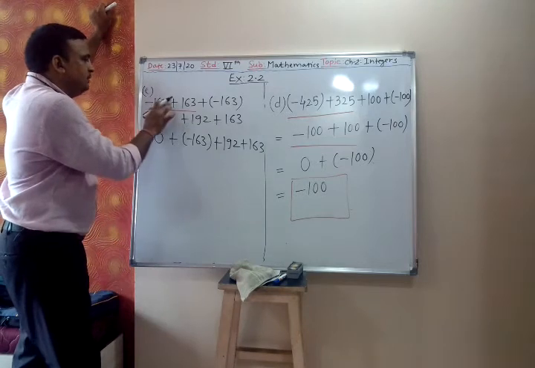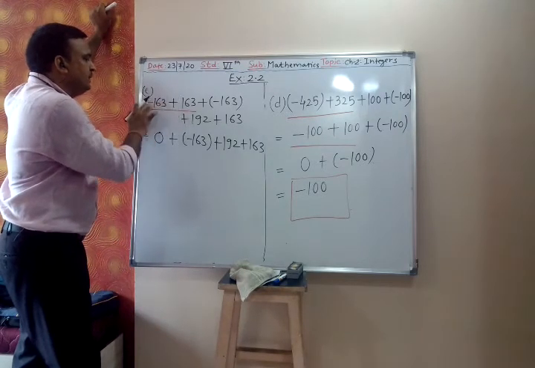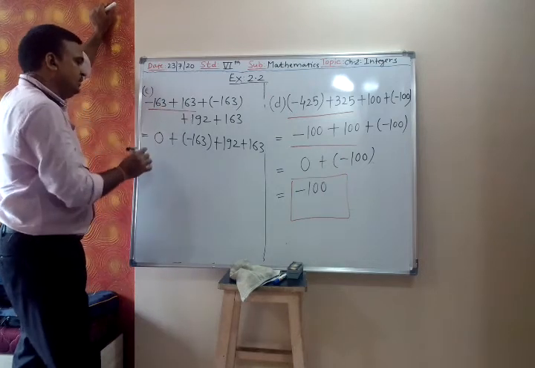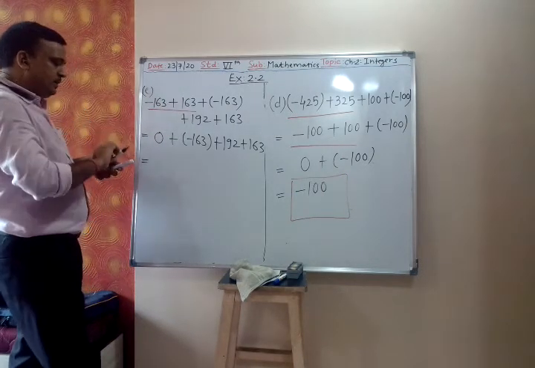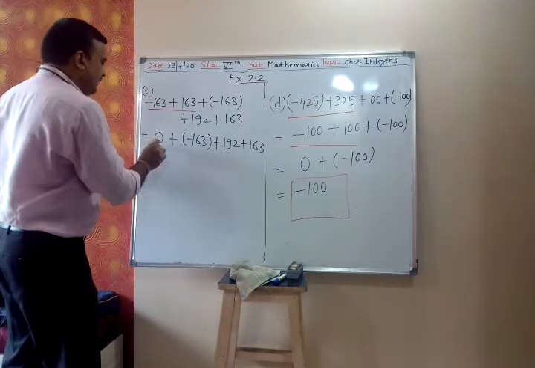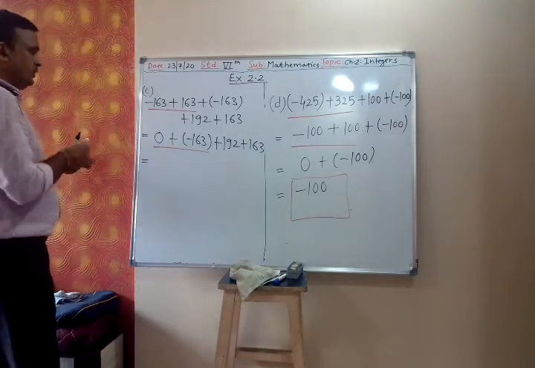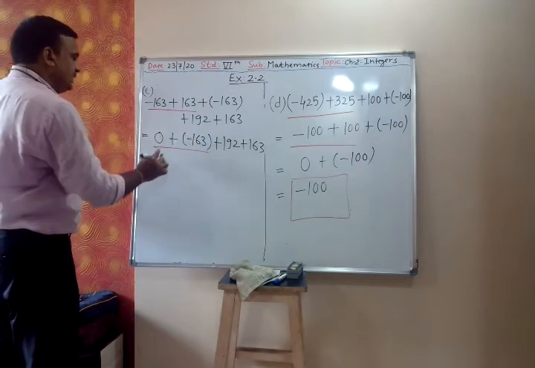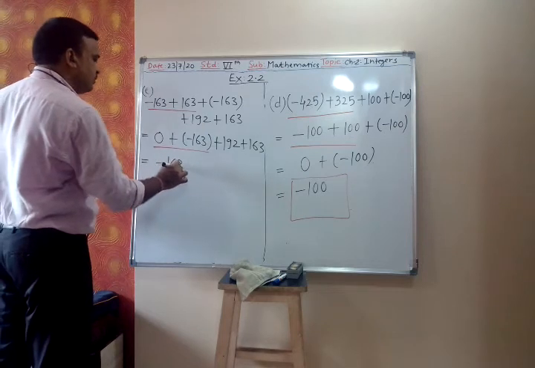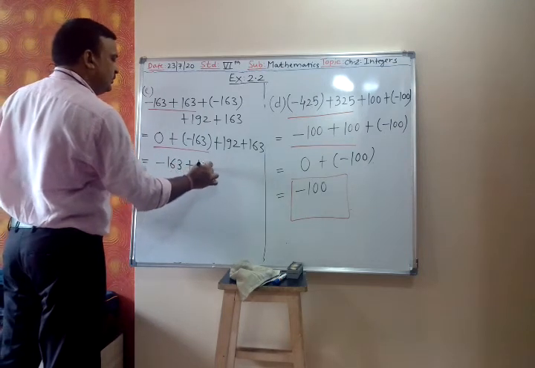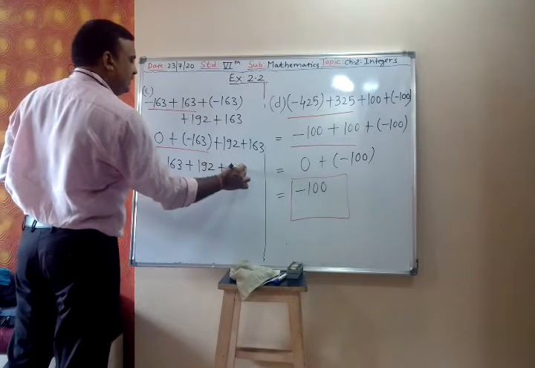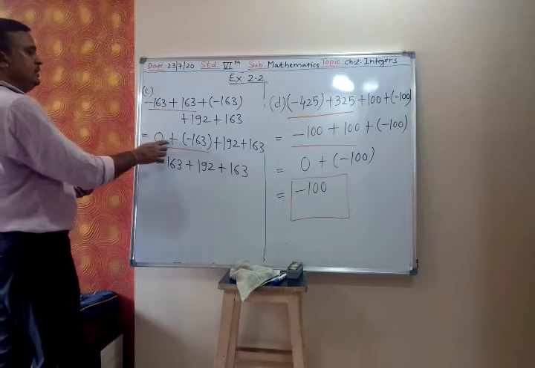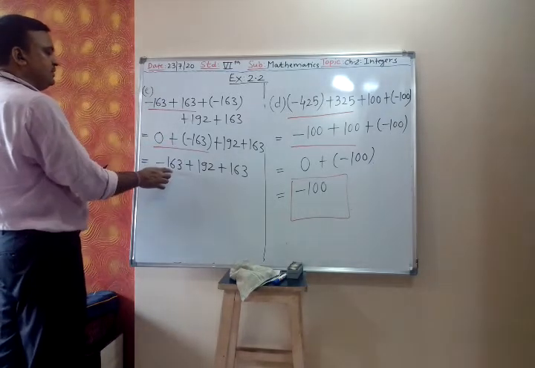Minus 163 plus 163, opposite sign, minus and plus, means you have to subtract. 163 minus 163 is 0. Now these two I will simplify. Whenever we add 0 to any number, you get the same number. So 0 plus minus 163 will be minus 163.